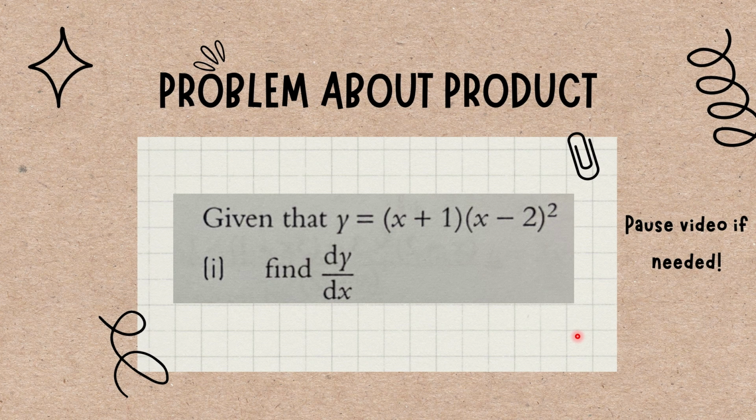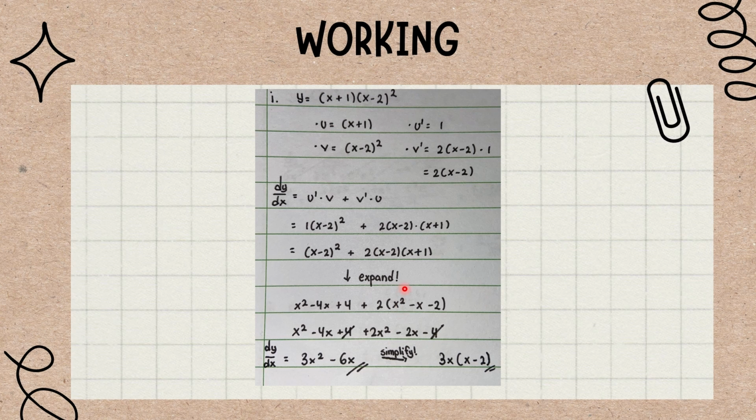Now I will be explaining a problem which includes the product rule. Given that y equals (x plus 1) times (x minus 2) to the power of 2, the question is to find dy over dx, or the derivative. Here is the working that I have made. First I write y equals (x plus 1) times (x minus 2) to the power of 2.